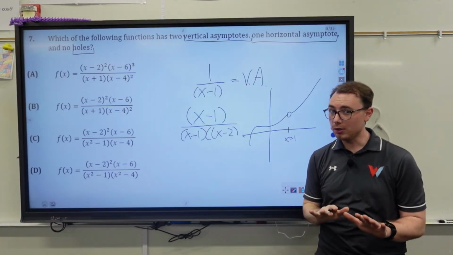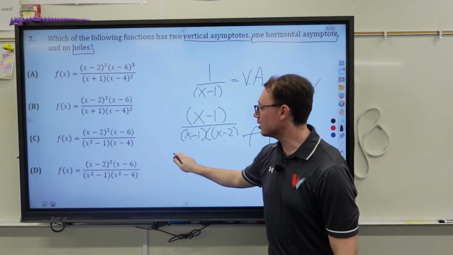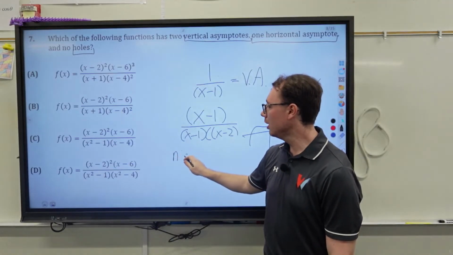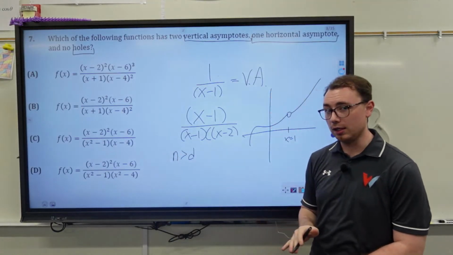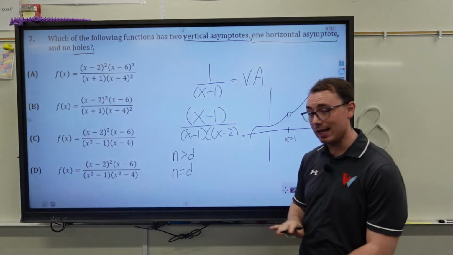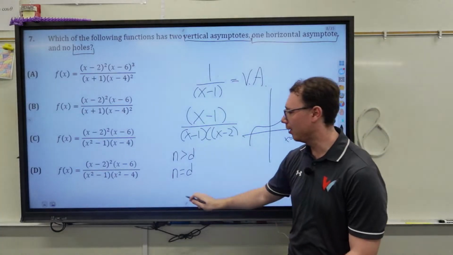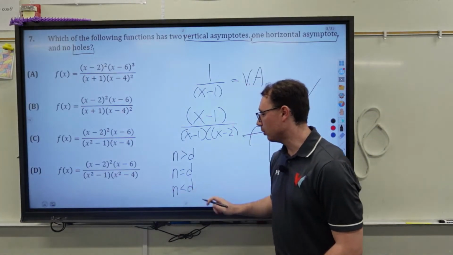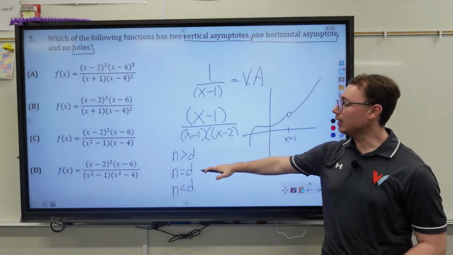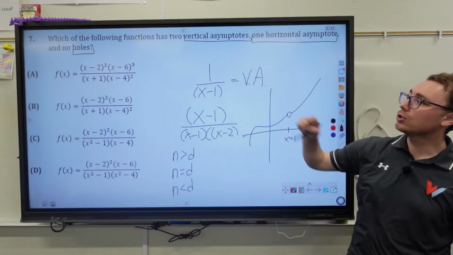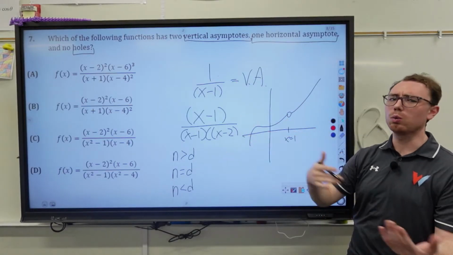For our horizontal asymptotes, it has to do with these 3 cases: the degree in the numerator is greater than the degree in the denominator; the degree in the numerator is the same as the degree in the denominator; or the degree in the numerator is smaller than the degree in the denominator. We'll get to these 3 cases in just 1 second. Let's first try and find which one of these has a hole so we can get rid of that problem real quick.